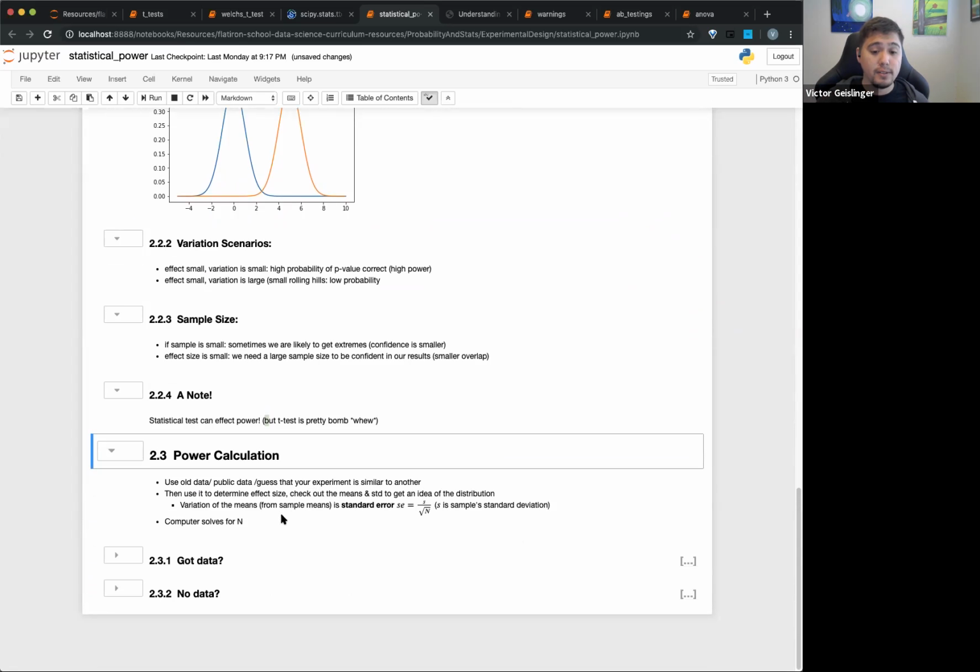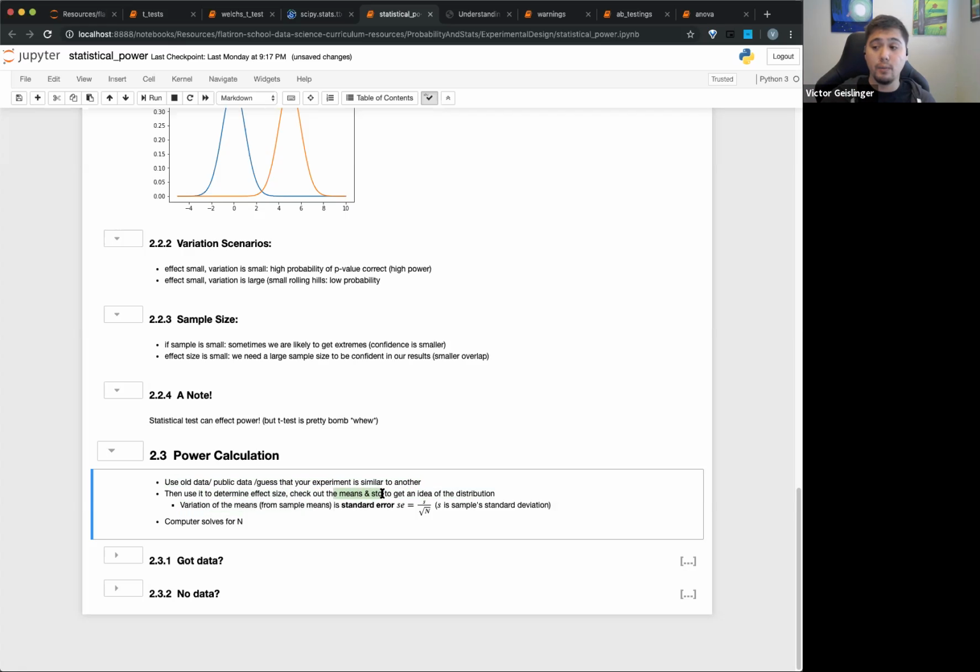Right. So actually performing this calculation, how would you do this? There's a couple ways you can have this done. This is kind of going away from A/B testing, but it can be related. But here's the main thing. One thing we can do is use old data, public data, or we guess that your experiment is similar to another. So it's some experiment, some known knowledge, right? Say, okay, this is what we expect the actual effect size in the population to look like. So then we use that to determine the effect size, and check out the means and standard deviations to get an idea of the distribution.